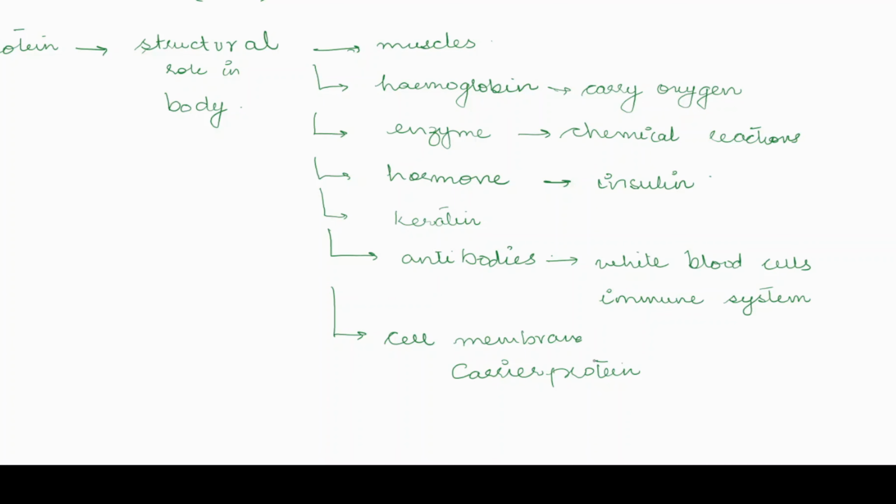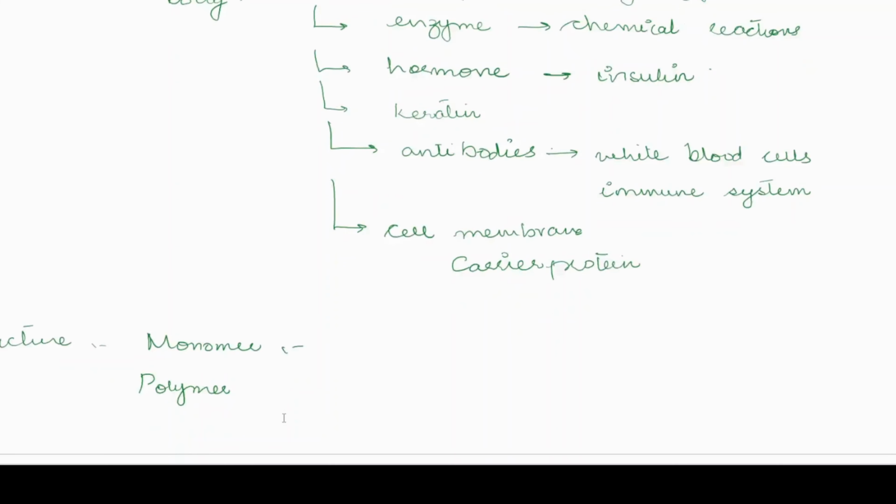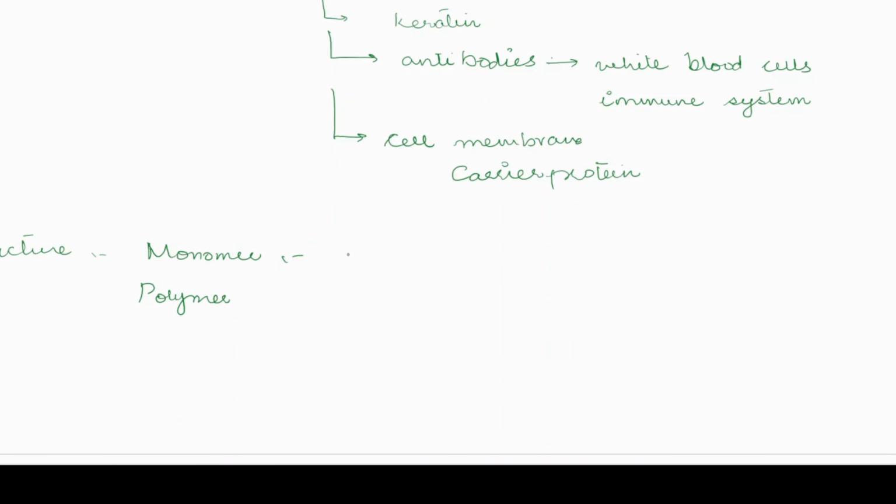Okay, so let's move to structure. It is made up of monomer and polymer structure. It has monomer and it has a polymer. The monomers are generally called amino acids.